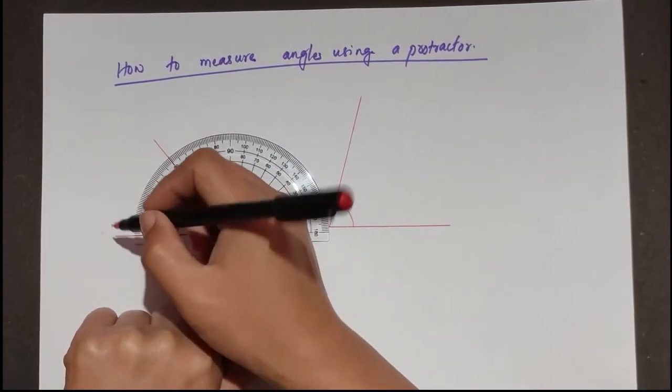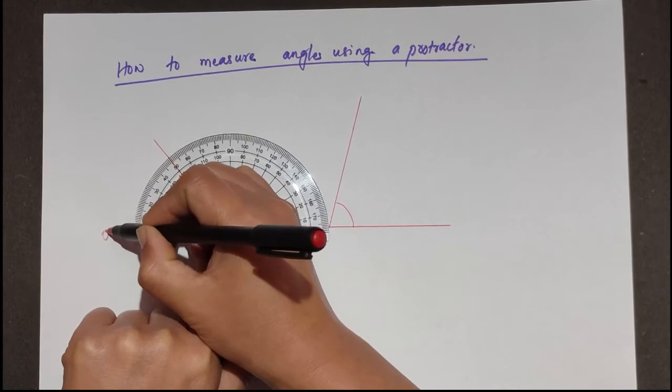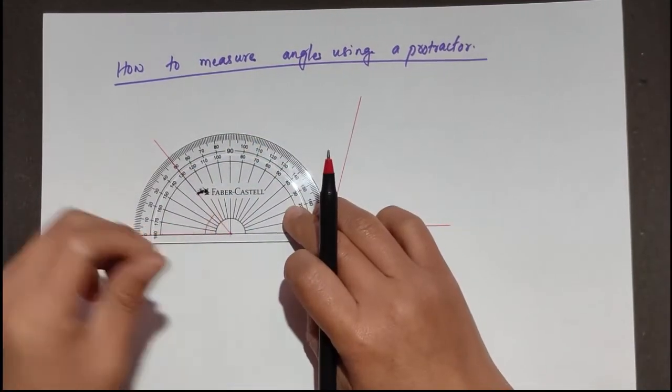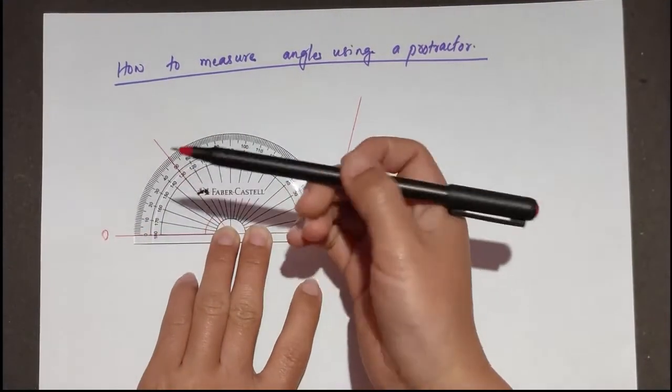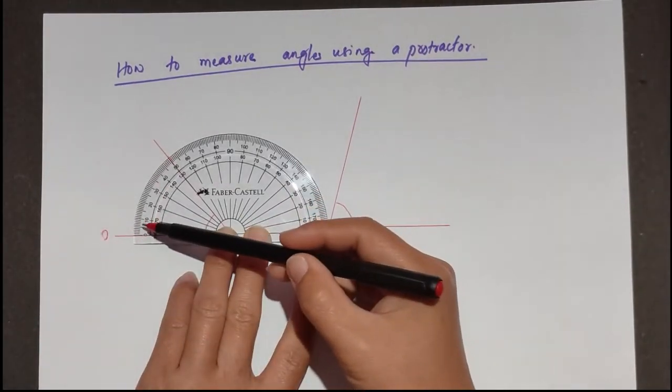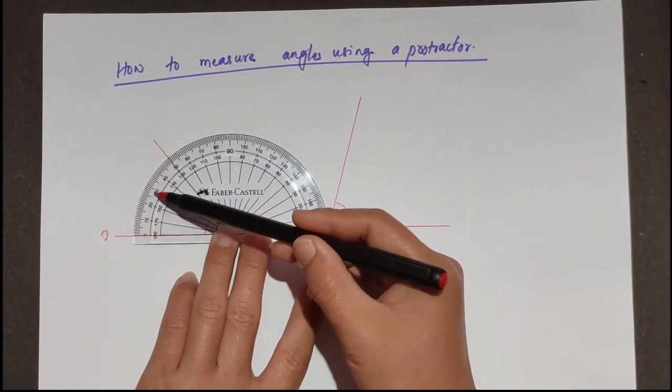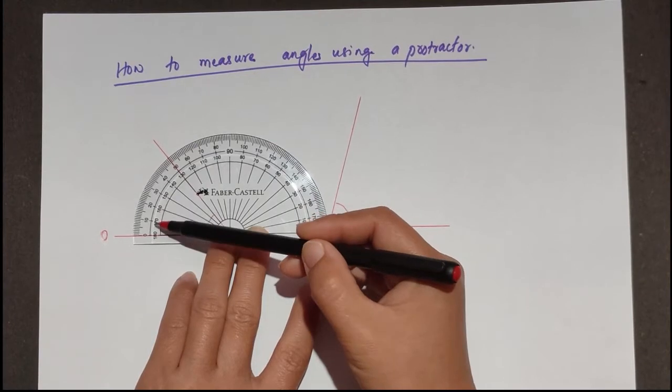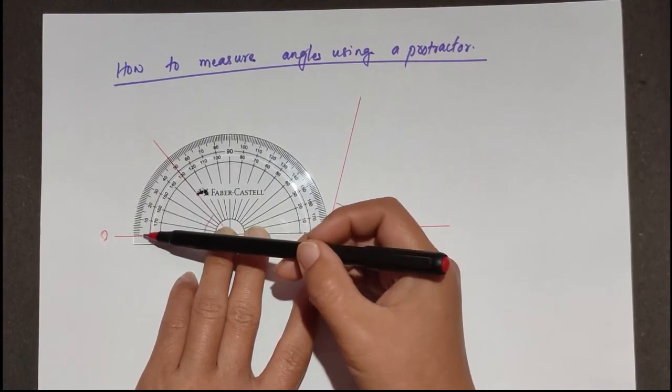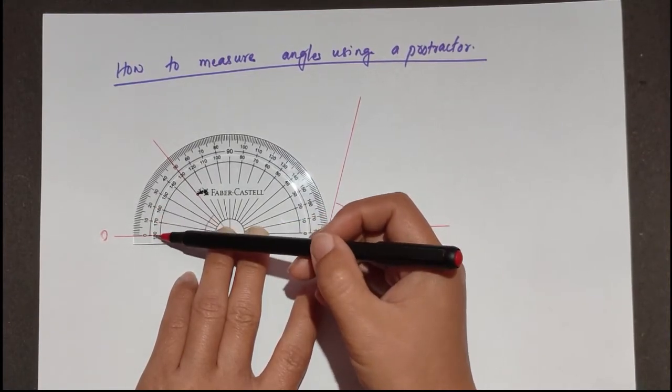Let's take this line as 0. So how do we read? Now let's read the number. Here we have two scales, the outer scale and the inner scale. So which scale are we going to use? Are we going to use the outer or the inner?